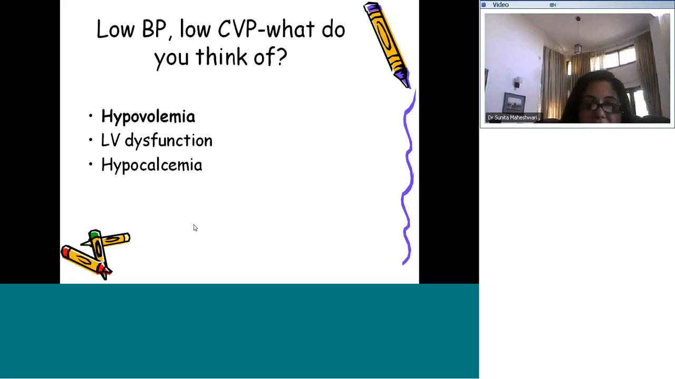Other things like hypocalcemia, which can again affect your myocardial contractility, and of course again arrhythmias. So every time you have low BP, look at the CVP, look at the rhythm strip. If the BP is low and there's an arrhythmia, then that itself will cause it. Hypothyroidism, yes, though generally will be acute in your ICU.